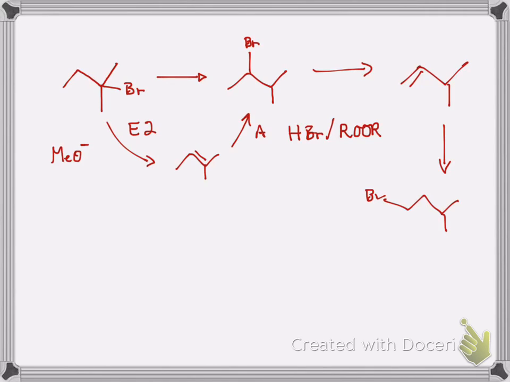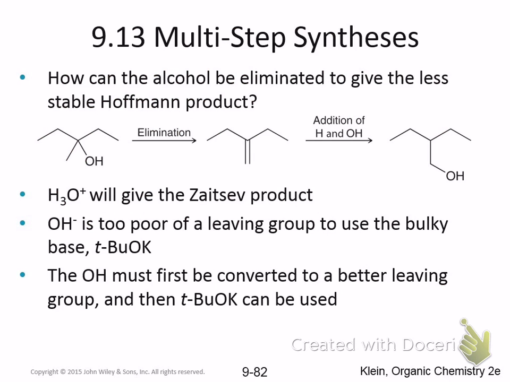Like if you want to get the Br all the way down here and it starts over here, you do an elimination, and then you do an anti-Markovnikov addition, and then you do another Hofmann elimination or anti-Zaitsev elimination, and another anti-Markovnikov. You can take the bromine that starts in the most stable spot and move it all the way to the end of the molecule. So they're walking it to the end. That makes sense? Yeah. But it's the application over and over and over again of the same reaction.